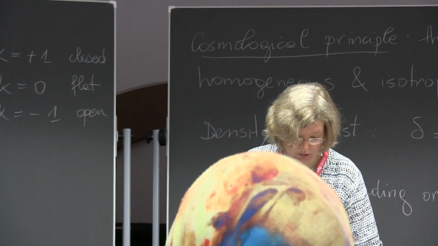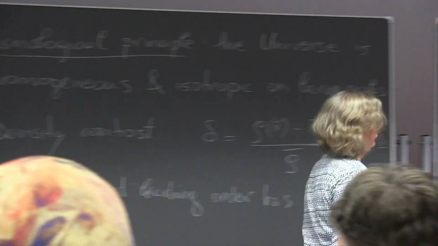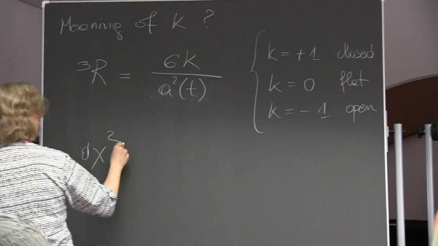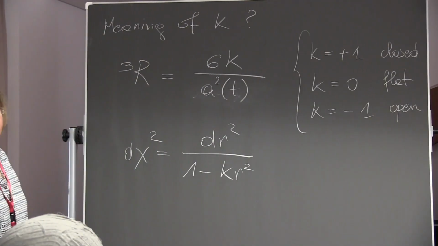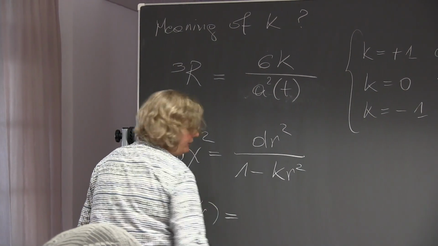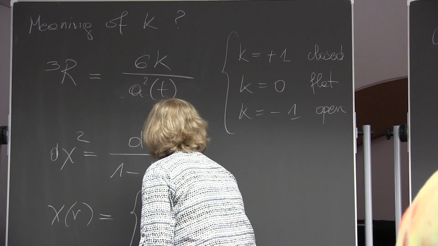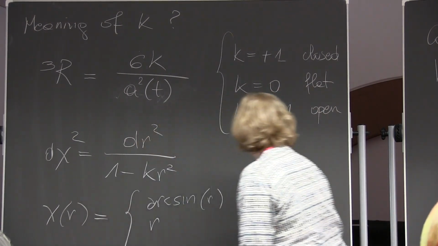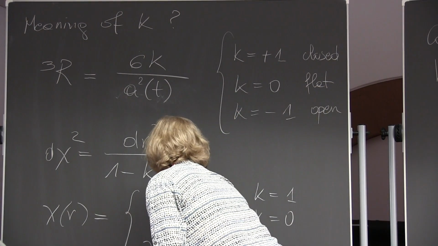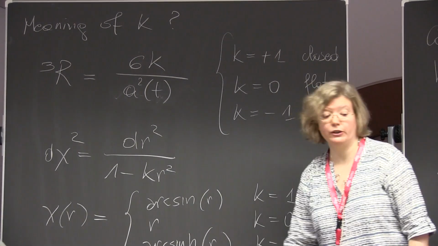Usually the way to cope with these different spaces is to rewrite the radial coordinate in a different way. You can redefine a variable chi, which is nothing else than dr squared over 1 minus k r squared, and solve this equation. Then you see immediately that chi of r has 3 different solutions. You can have an arcsine of r for k equal to 1. You can have just r where k is equal to 0. And in the case of k equal to -1, you get the arcsinh.